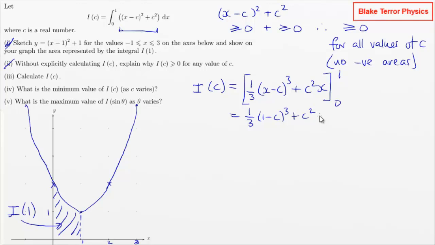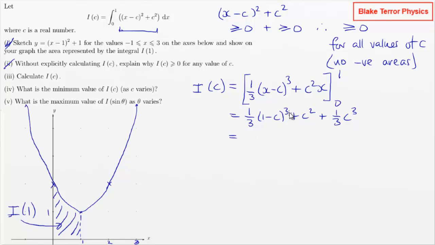Then we're going to have, what are we going to have on this? That's going to be, if x is 0, we've got a minus c cubed and then a minus on it. So that's going to be plus 1/3 of c cubed and then minus nothing. Right, okay. So we've just got that put together.